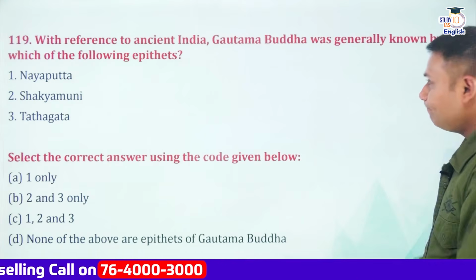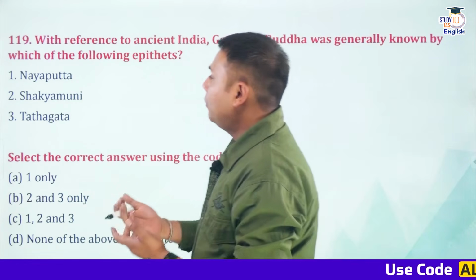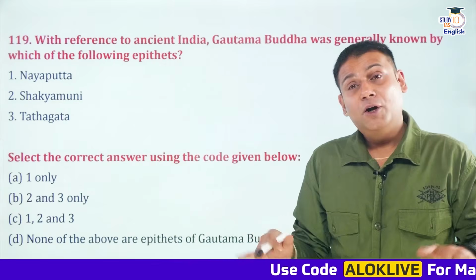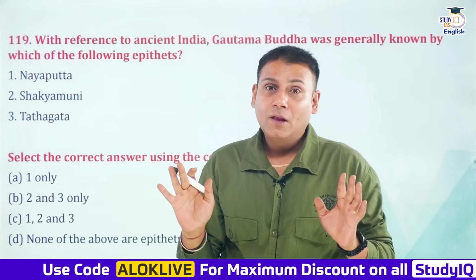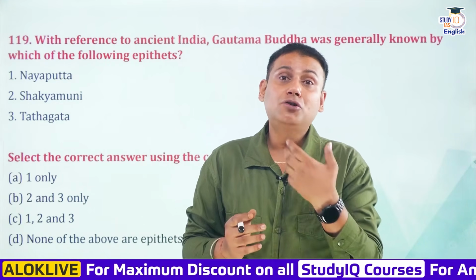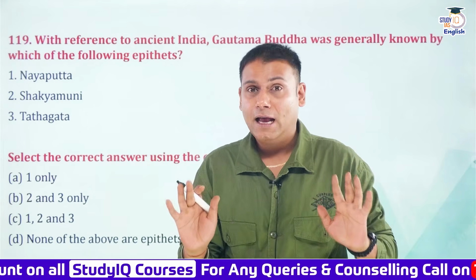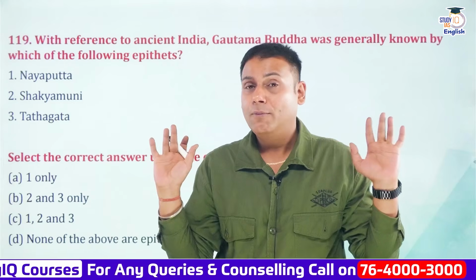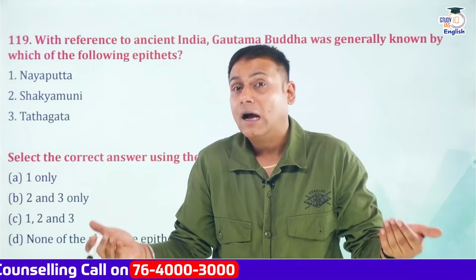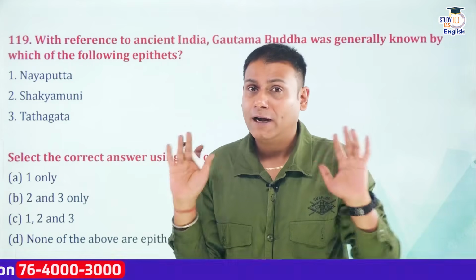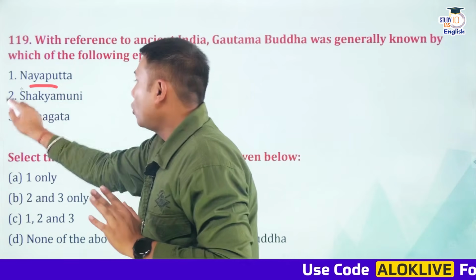Last question. With reference to ancient India, Gautam Buddha was generally known by which of the following epithets? Nayaput, Sakyamuni, Tathagat. We don't know, but we only know one thing, that Buddha belonged to the Sakya clan. Buddha's father's name was Shuddhodhan, who was ruling from the region of Kapilavastu and was the chief of the Sakya clan. Hence, Buddha is also referred to as Sakyamuni. We do not know if he was referred to as Nayaput, and although he was referred to as Tathagat, we do not know that. But since his father belonged to the Sakya clan, he was referred to as Sakyamuni. So this option is correct.